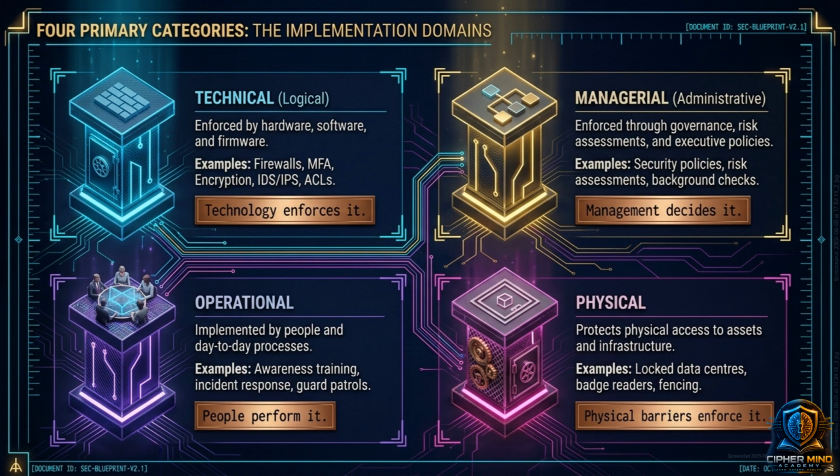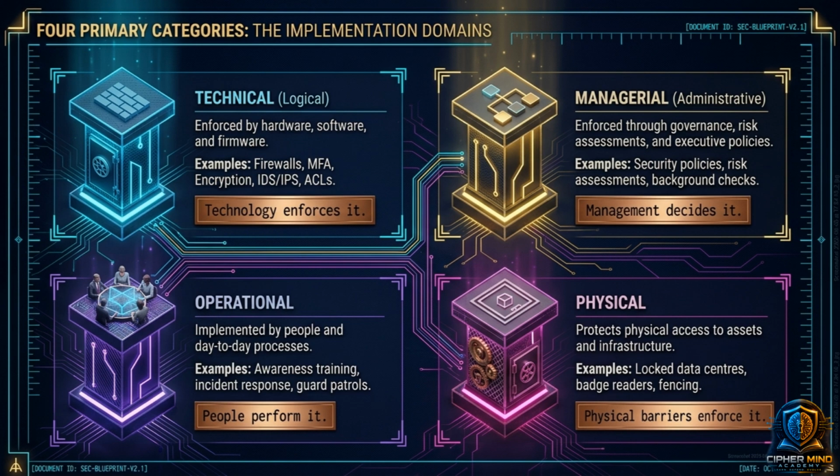Categories tell us who implements the control. Technical controls are enforced through technology. Examples include firewalls, encryption, intrusion detection systems, and multi-factor authentication. Managerial controls are enforced through governance and policy. Examples include security policies, risk assessments, and compliance requirements. Operational controls are implemented by people and processes. Examples include awareness training, incident response procedures, and guard patrols.